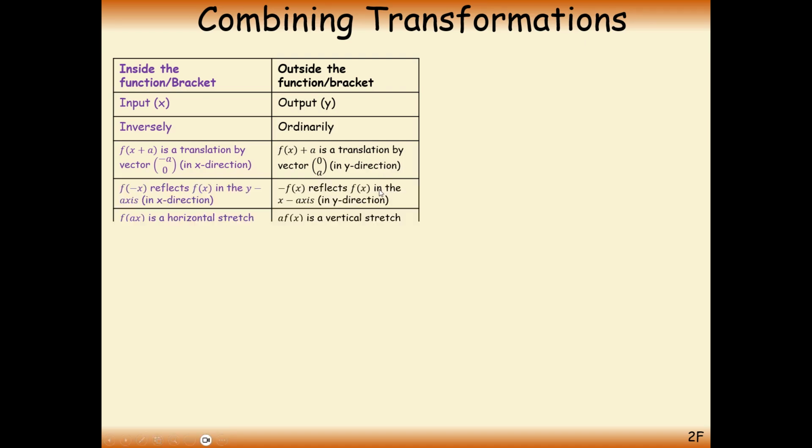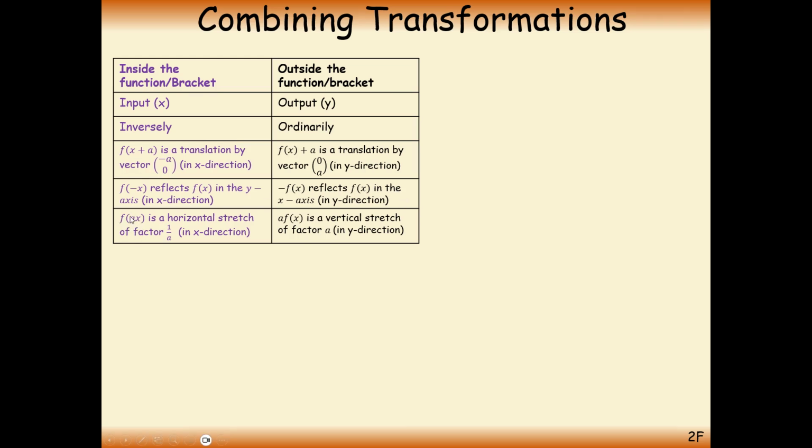Now let's look at some stretches and reflections. First of all, let's look at the reflection. The negative sign is inside the bracket here. Therefore, x values are affected. X values are flipped in the y-axis. Where the negative sign is outside of the function, that's y values affected. So the y values will change or be flipped in the x-axis.